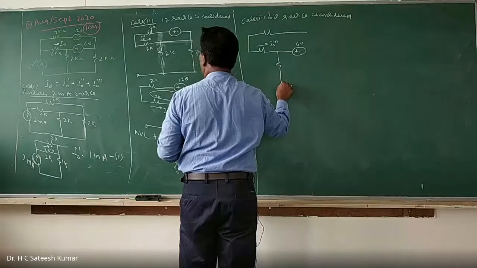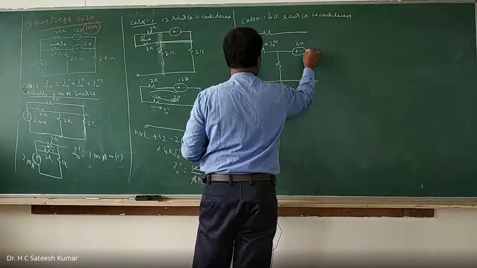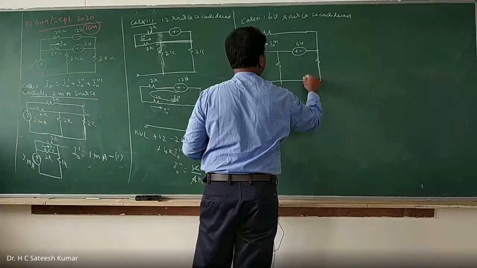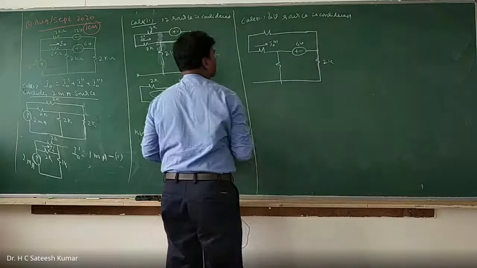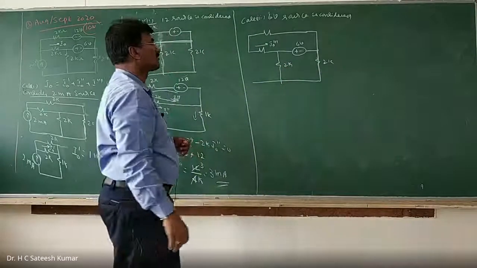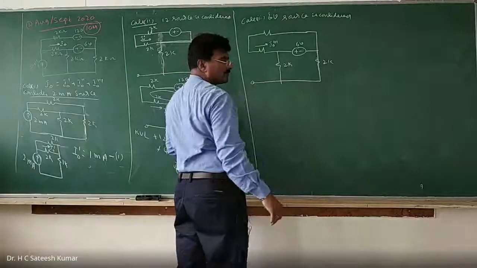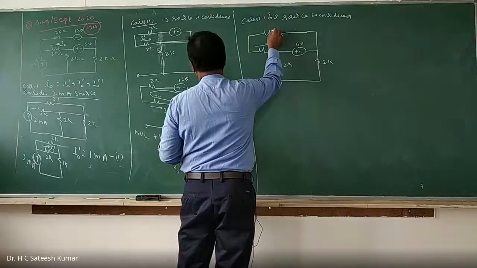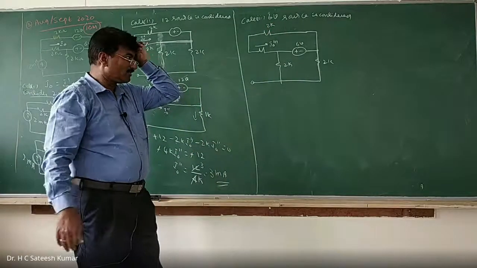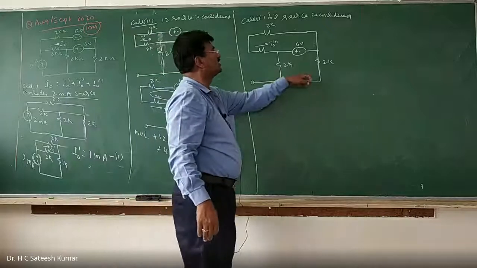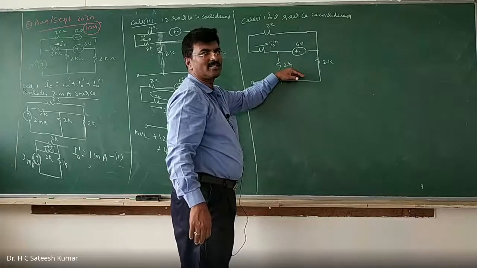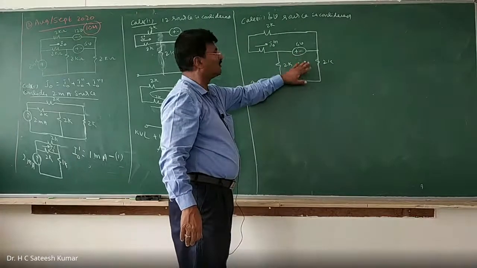This is 2k, and I'll write 2k. This is also 2k. Observe. So how to do this problem? If you think more, then the simplification will be less. Look here. This 2k is in parallel with what? A series with 2k. Therefore, we will get 4k. But any resistor in parallel with the voltage source will become redundant. Therefore, you can eliminate this one.